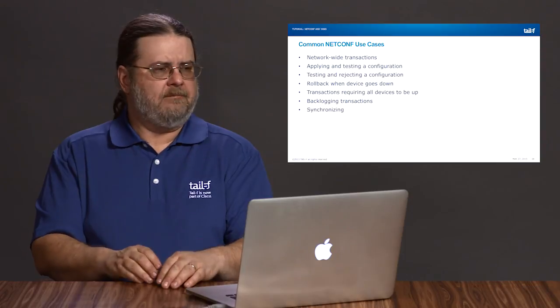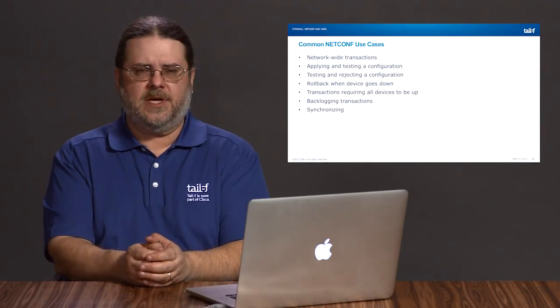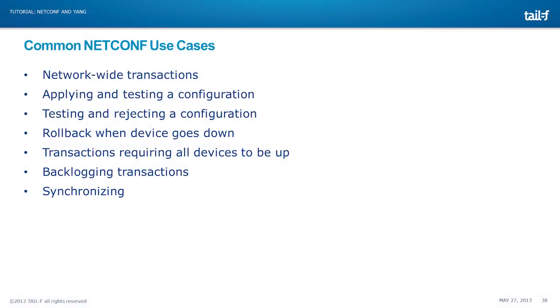So, very common NetConf use cases: network-wide transactions as we've discussed here, potentially applying and testing a configuration. Put it in candidate, validate it, see if it validates. If it doesn't validate, we may end up having it rejected, but we've had a chance to test it. The rollback when a device goes down, especially with confirmed commit. Very, very, very powerful tool to use in network management.